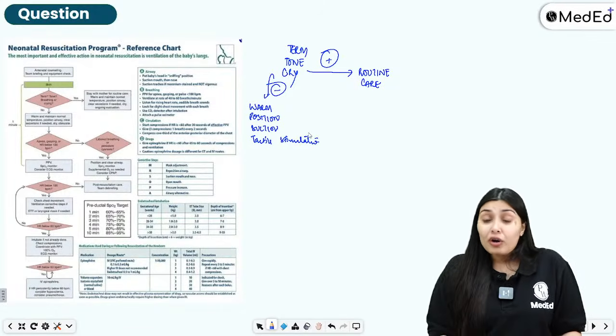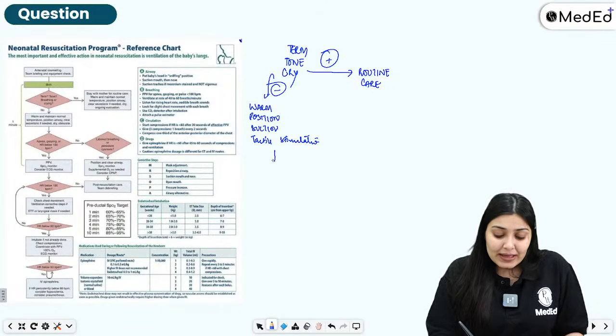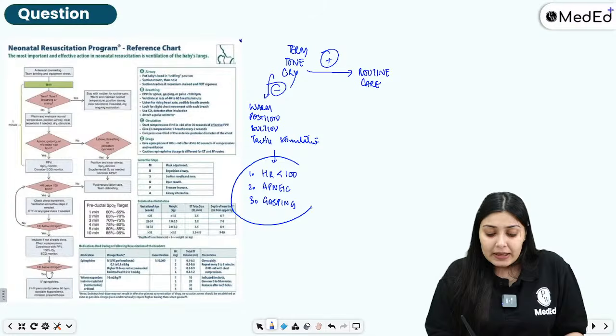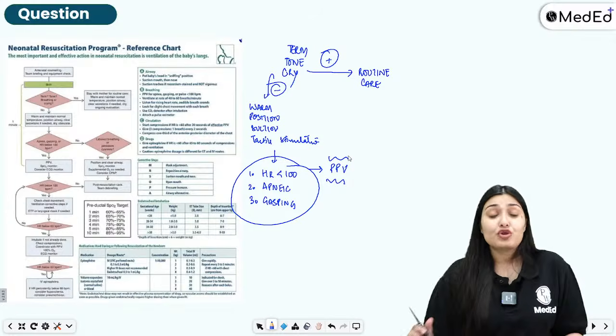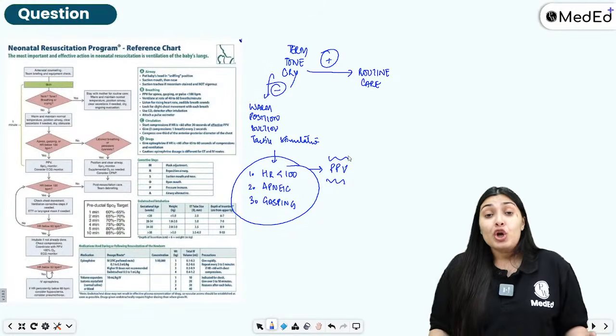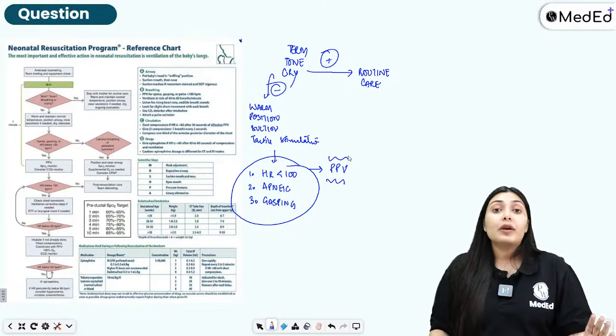If the baby is not responding to these and still the heart rate is less than 100, the baby is apneic or gasping. Remember these 3 points. Heart rate less than 100, apneic or gasping. Then we have to start positive pressure ventilation. And this positive pressure ventilation should start within 1 minute of birth.